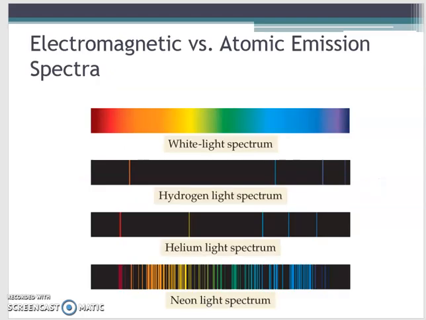But it doesn't explain why all energies of light are not emitted. Here's an example of the electromagnetic spectrum versus atomic emission spectra. So notice that the white light spectrum is going to have all the colors, and the atomic emission spectra, meaning what they emit or what they give off, is going to just have specific lines in specific wavelengths, and they make a specific pattern.